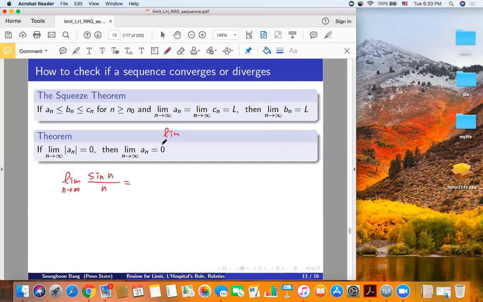The limit as x approaches 0 of sine of x over x, you can use L'Hopital's rule. This is 1. But here we can use the squeeze theorem.